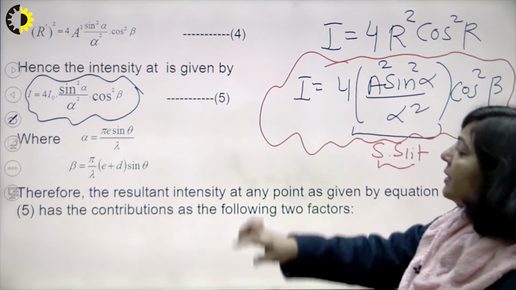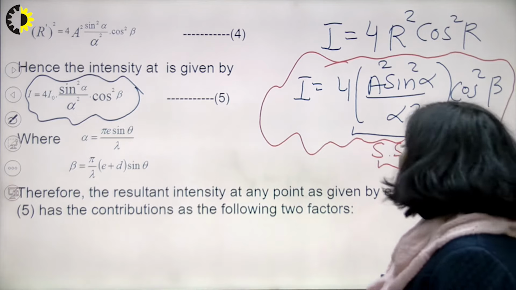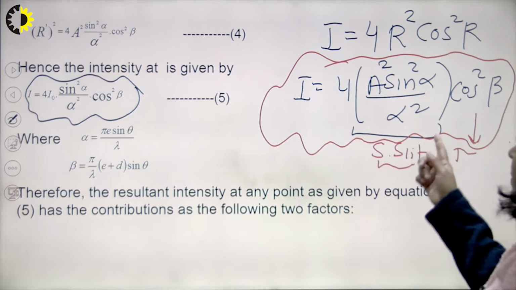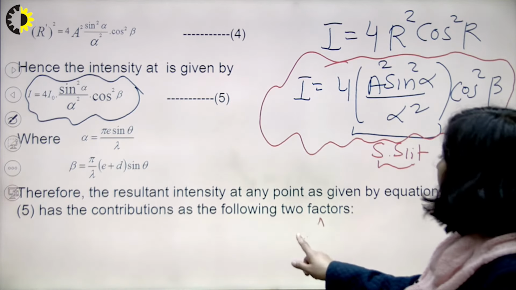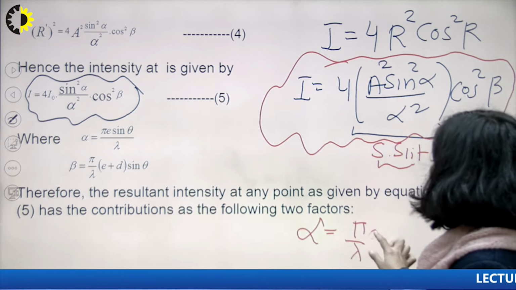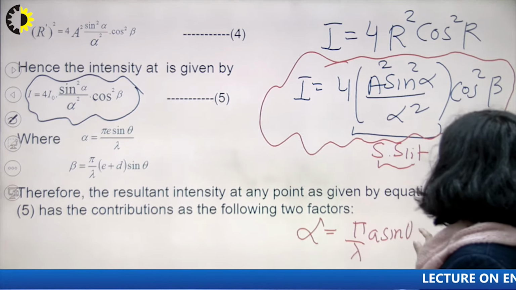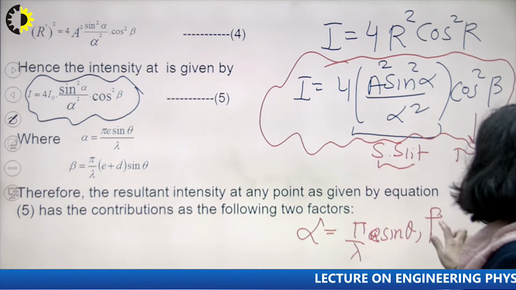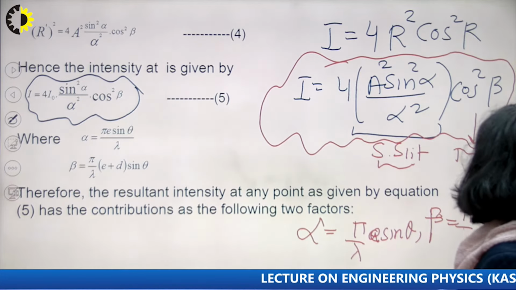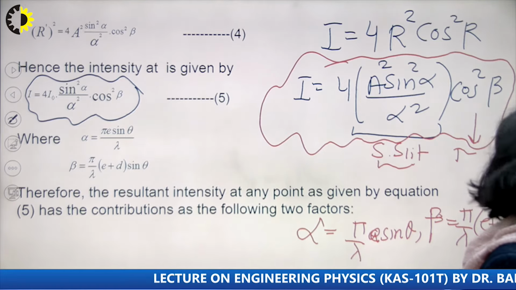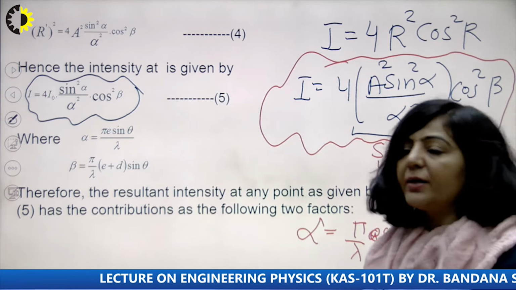Now this intensity is going to decide where you will get maxima and where you will get minima. So you know the meaning of this alpha. What does this alpha stand for here? Alpha stands for pi by lambda a sine theta, and beta stands for pi by lambda E plus D sine theta. So you know the meaning of each and every term here, this alpha as well as beta.